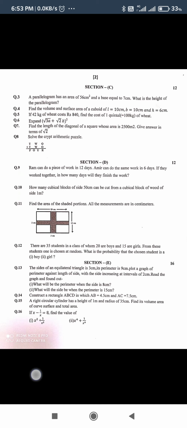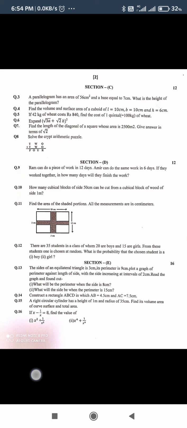Okay, question number 10 is: how many cubical blocks of side 50 centimeter can be cut from a cubical block of wood of side 1 meter. Clear? So we have to find by using the formula.